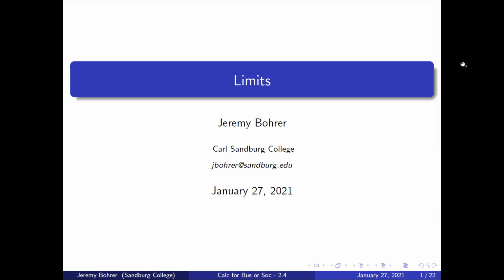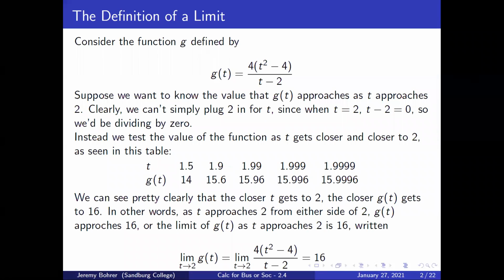In this video, we will discuss limits. Consider the function g defined by g of t equals 4 times t squared minus 4 divided by t minus 2. Suppose we want to know the value that g approaches as t approaches 2. Clearly, we can't simply plug 2 in for t, since when t equals 2, t minus 2 equals 0, so we'd be dividing by 0.